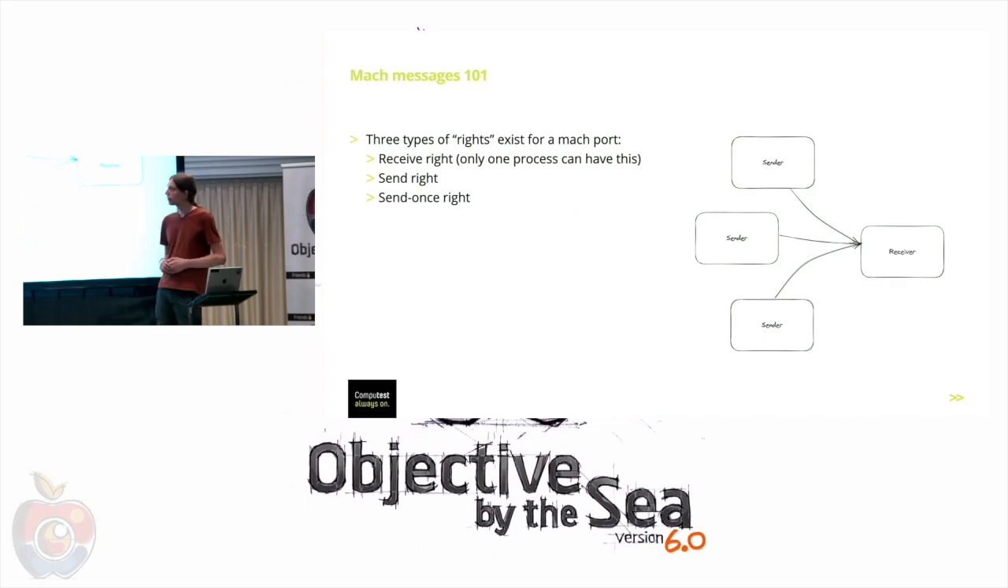Now, there are three types of rights that you can have for a Mach port. You can have a receive right, which means that you can receive the messages on that port. Only one process can have it because it's single receiver. There's a send right, which means that you are one of the senders. And there's send-once. It means you can send one message, and then afterwards the kernel will invalidate that port.